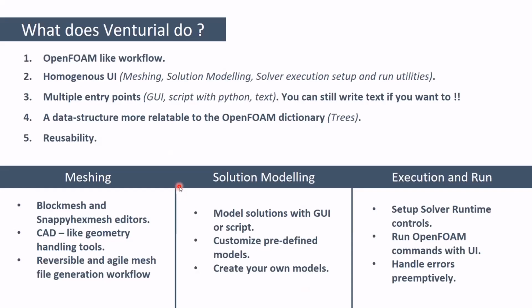Some general features over the top are for meshing, solution modeling, and execution running. We have tools available for both blockMesh and snappyHexMesh. We allow CAD-like geometry editing presently, but we want to make it a little bit more convenient for OpenFOAM users as well. The good thing about such meshing is it's reversible and it's agile. So if you make a mistake, you can go back and forth, and you essentially try to do stuff much faster. Then we have solution modeling. When you model your solutions, you're mainly working with scripts, but it is actually possible to do that with Python as well. So a lot of automation is possible over here.